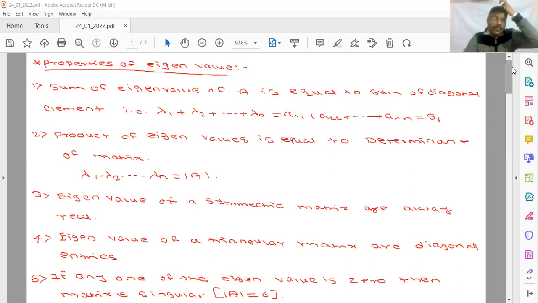Let us start. Just before we start, we will revise something. Day before yesterday, I just remembered that I put one note wrong. That note. So all of you open the properties of eigenvalue page.